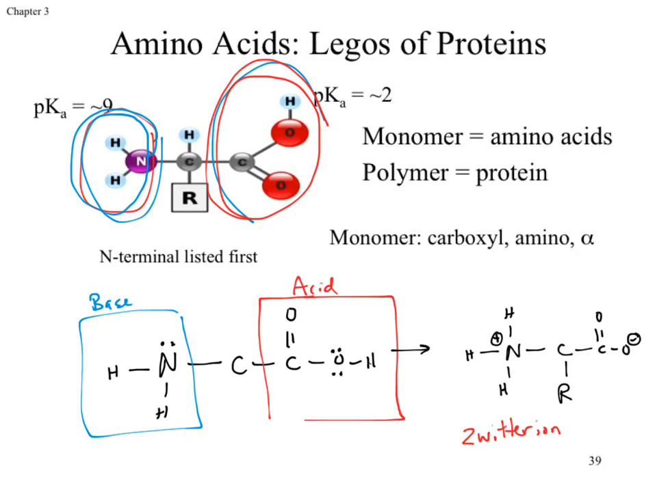Zwitter ion. Zwit, I believe in German, is twin. So what you're looking at is twin ions. It's those ions that cancel each other out to give us an overall neutral structure. So if you hear Zwitter ion as a term, your structure is neutral, but it has charges within it.